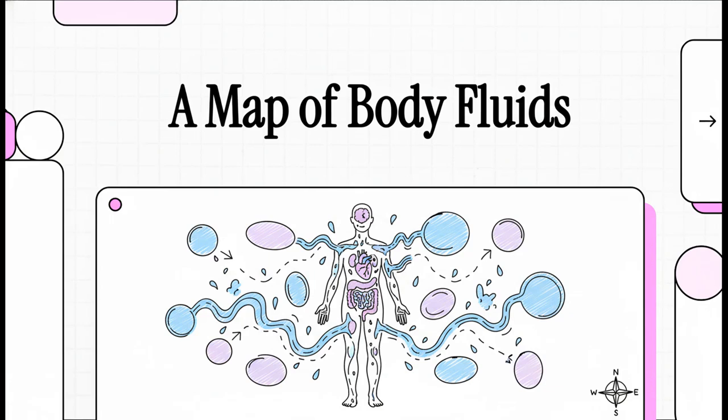Okay, let's dive right in. If you want to understand some of the most common problems in medicine, things like low blood pressure or swollen legs, you first need a map. Not a map of the world, but a map of your own body. Specifically, a map of where all your water is. So in this explainer, we're going to build that map together, step by step.